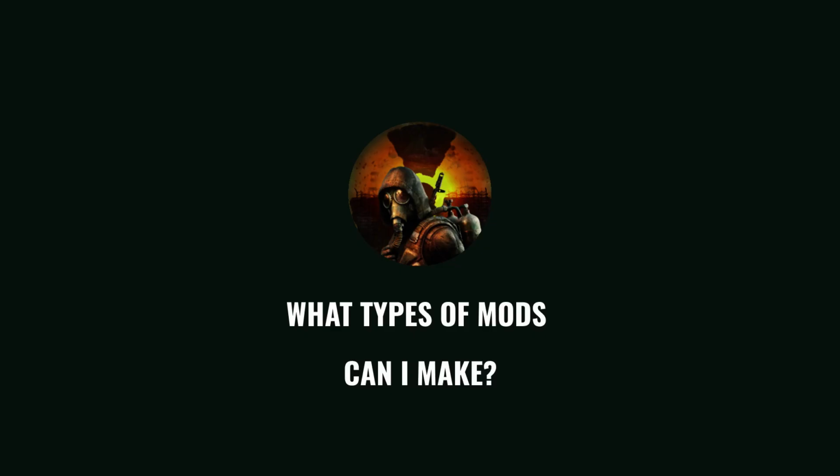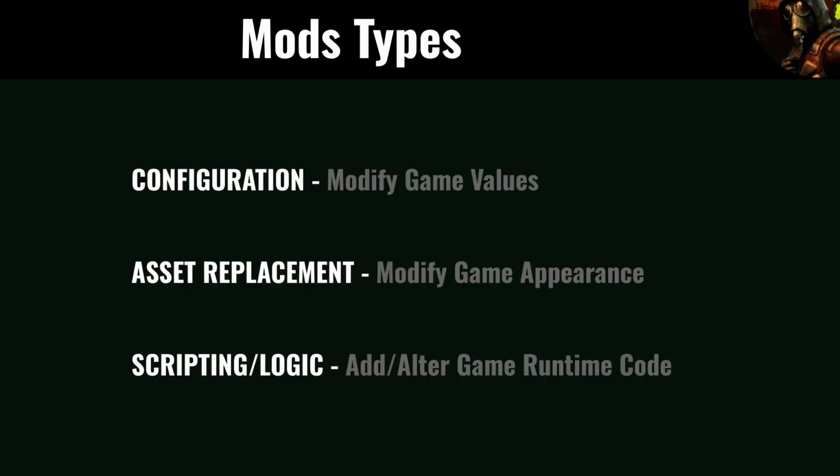So with the basic terminology out of the way, let's look at the different types and broad categories of mods that currently exist for Stalker 2. There are configuration mods, asset replacement mods, and scripting or logic mods.